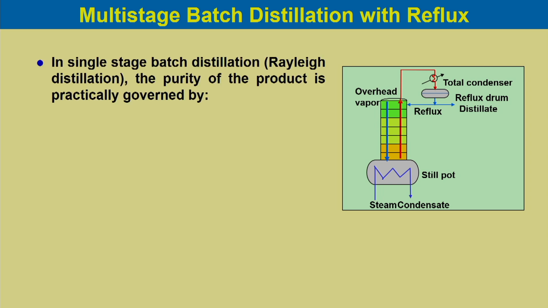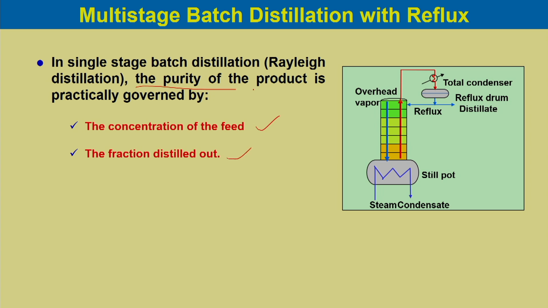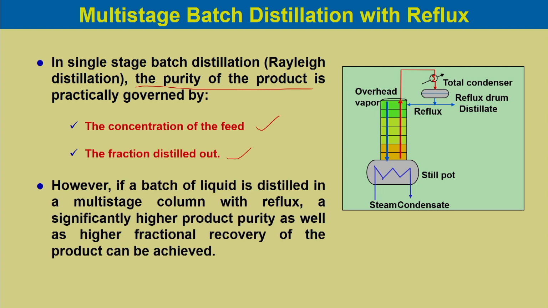So, in single stage batch distillation, that is Rayleigh distillation, which we have discussed before, the purity of the product is practically governed by the concentration of the feed, and second thing is the fraction distilled out. So, these two parameters, the concentration of the feed and the fraction distilled out, will determine the purity of the product you are getting in a single stage distillation unit. We call it Rayleigh distillation.